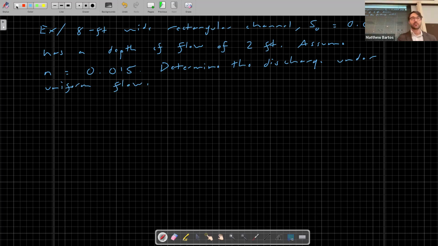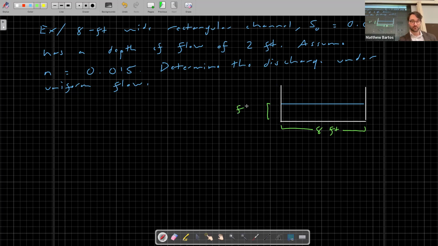So let's just draw out our channel. It's a rectangular channel. The bottom width is 8 feet, and the depth of water in the channel is 2 feet. So we can compute the discharge using the Manning's equation that we just derived.